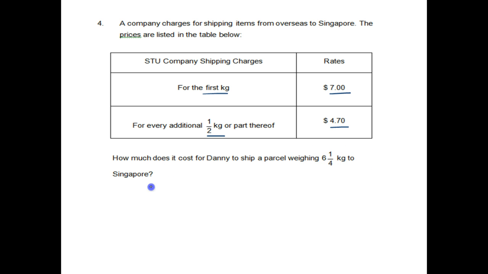To help us solve this, we can draw our timeline, our number line. So from 0 to 1 kilogram, we know we must pay $7.